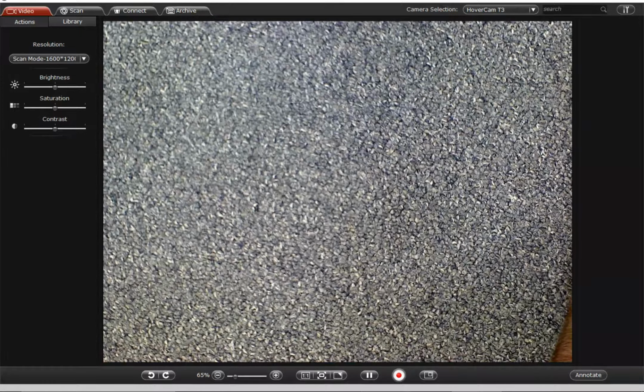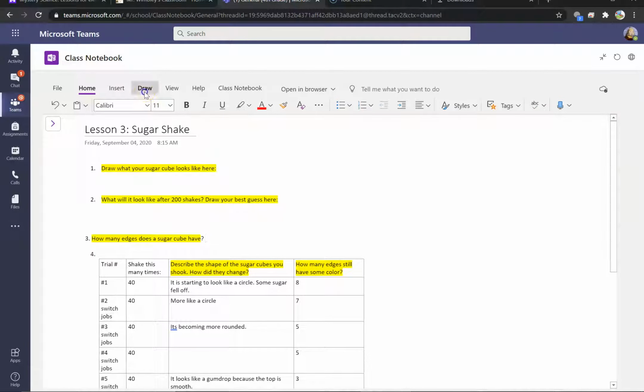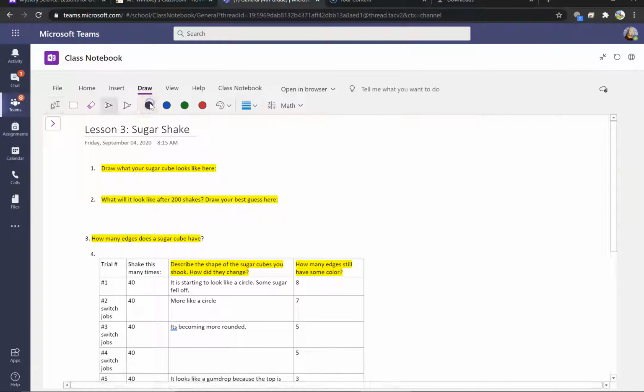What we're going to do is draw a picture. We click this little draw button, pick your favorite color, and it looks like, that's not very good. I need them to be straight lines. Ta-da! Now, our next thing says, draw what you think it'll look like after 200 shakes. I think it might just be half the size, so maybe it's going to shrink like that.